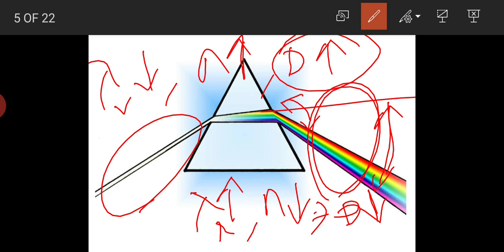So violet color will suffer more deviation and it will bend more, whereas red color will suffer less deviation and it will bend less. In this way white light will split up into 7 colors because of their different angles of deviation.